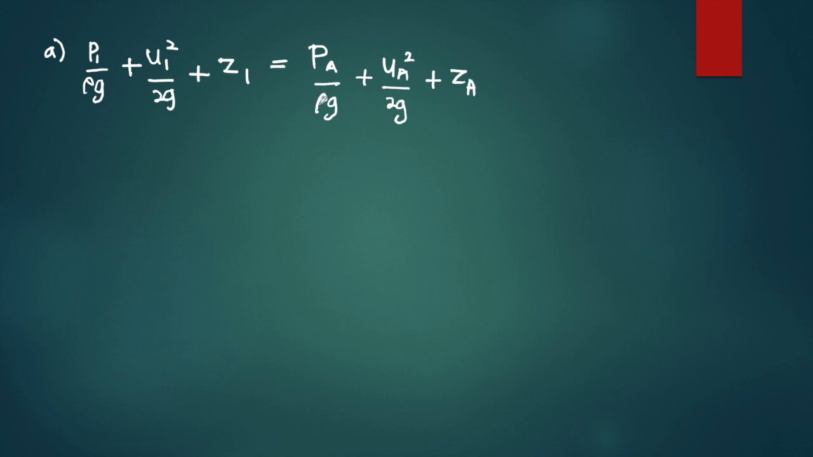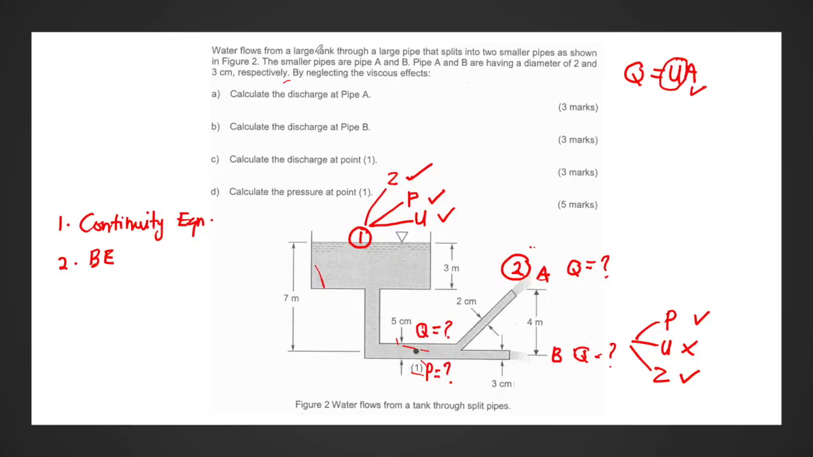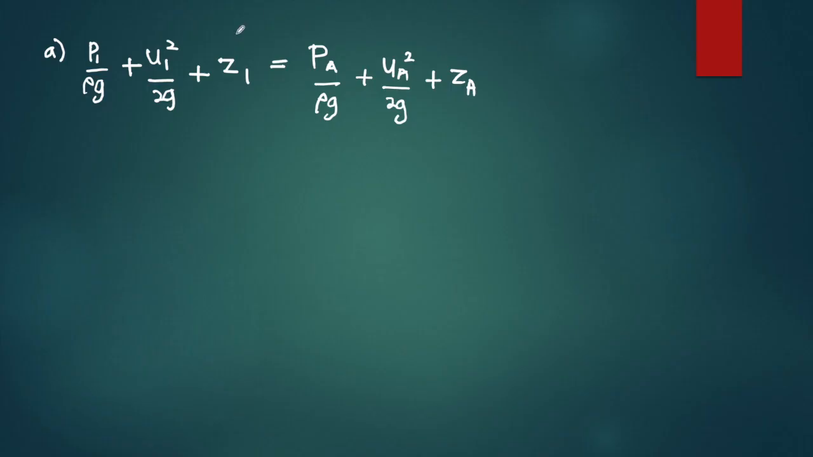Now we have to cancel out a few terms in this Bernoulli's equation. We know that P1 and PA are atmospheric pressure. So take a look at here. The tank is open to atmosphere. 1 is P atm, 2 also P atm. So we can cancel out PA and P1. What about U1? U1 also 0 because it is at the surface of the tank.